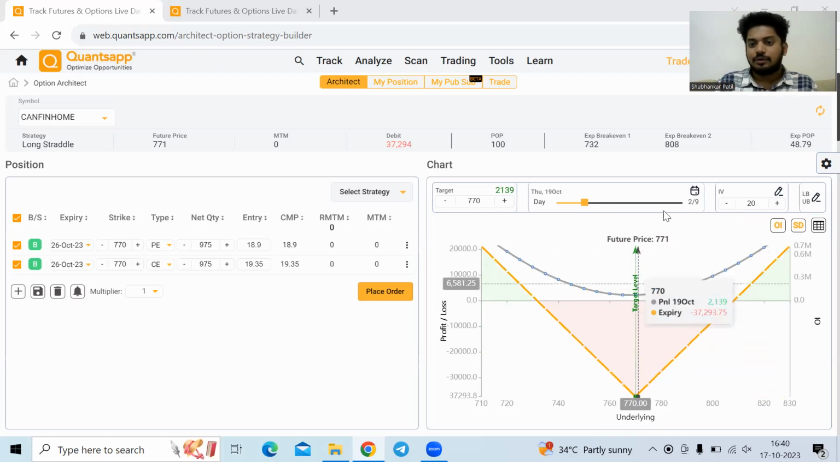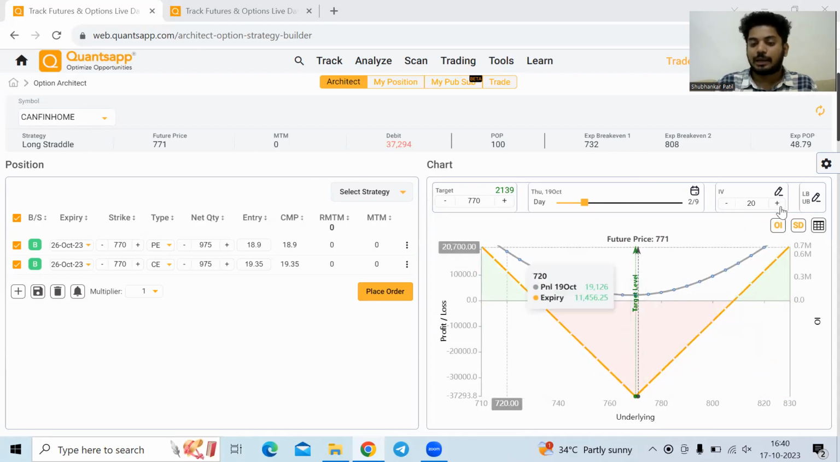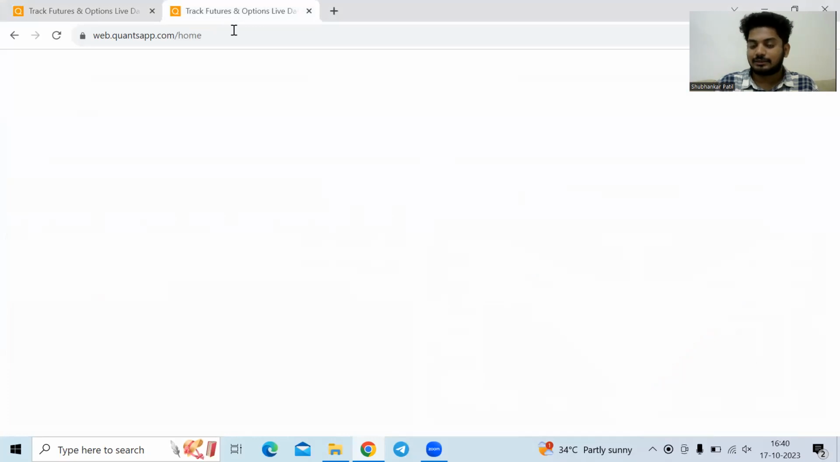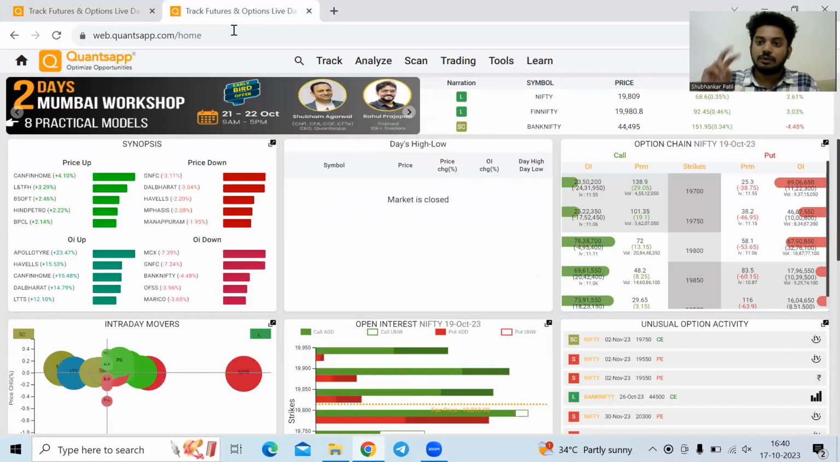So for that, if I create something like this, my maximum holding period would be 2 to 3 days. If implied volatility goes up, and let's say there is a big movement happening in the instrument, I will book that particular strategy. So now let's understand the characteristics of implied volatility. Now we know what we want to achieve from the market.